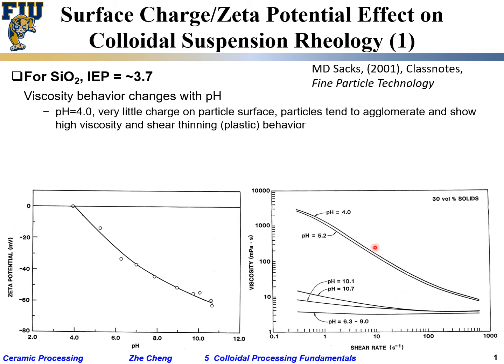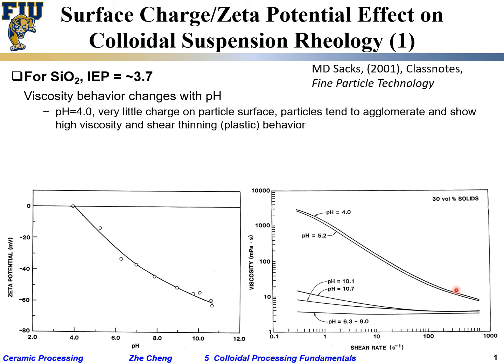Roughly here, right? pH is 4 means very little charge. The particles agglomerate, and because the particles agglomerate, they become larger and interfere with each other, which means at low shearing strain rate, I have high viscosity. On the other hand, it shows shear thinning behavior, which means when I try to shear at a higher strain rate, thinning means viscosity drops.